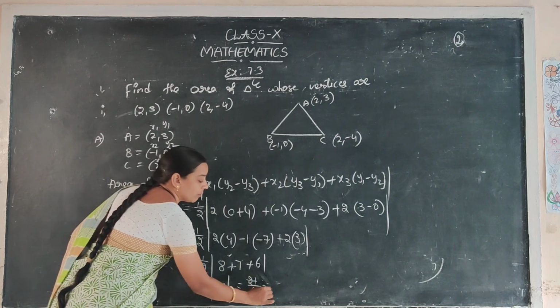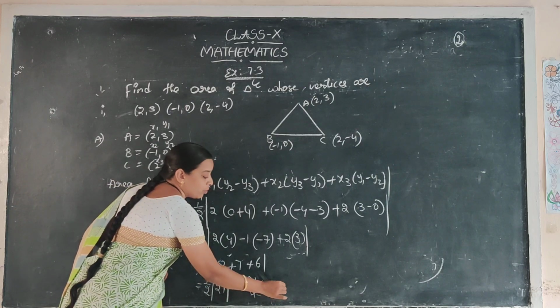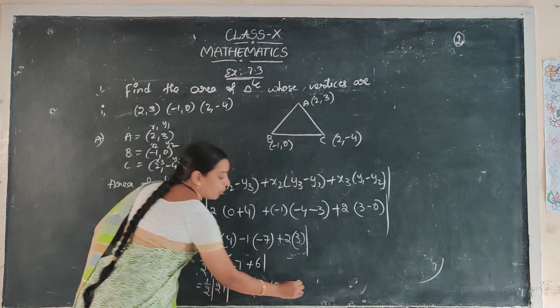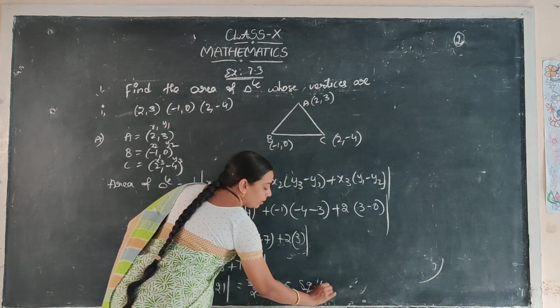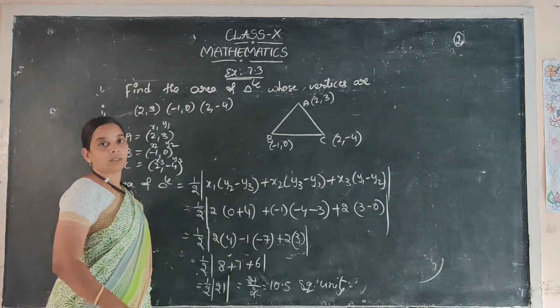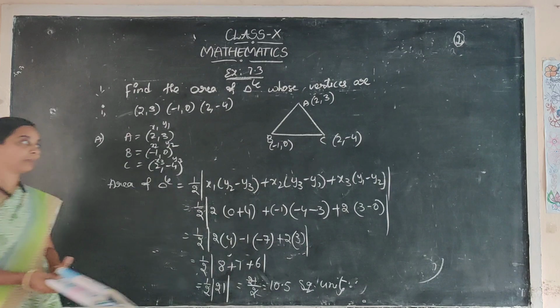Now 2 table in 21: 10 twos are 20. The remaining 1 is there. Suppose you put a point, it means 10. In 10, 2 table 5 times. So 10.5 square units. Areas are measured in square units. Okay. Next, second sum.